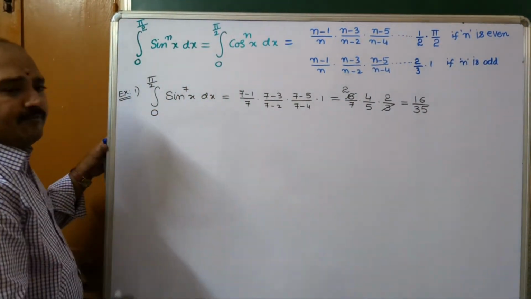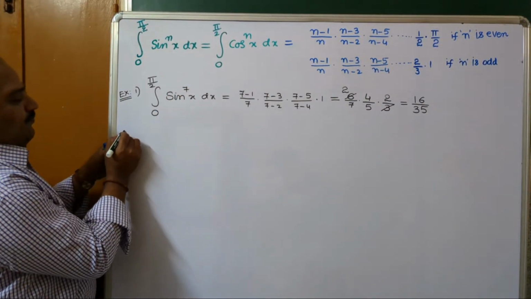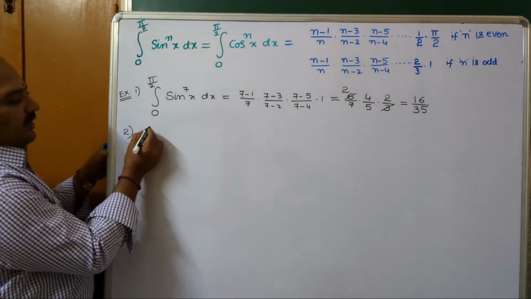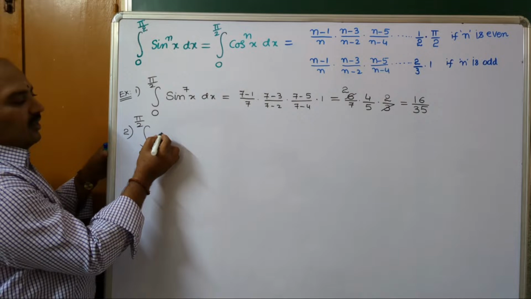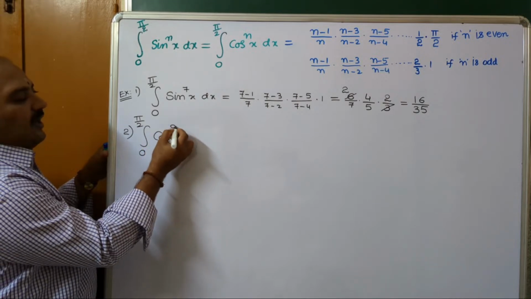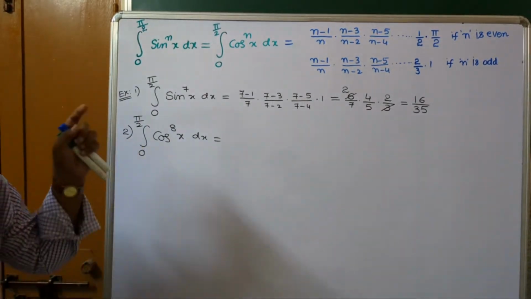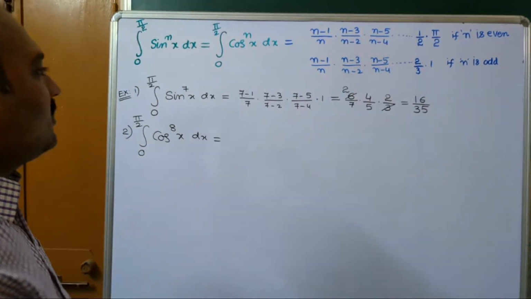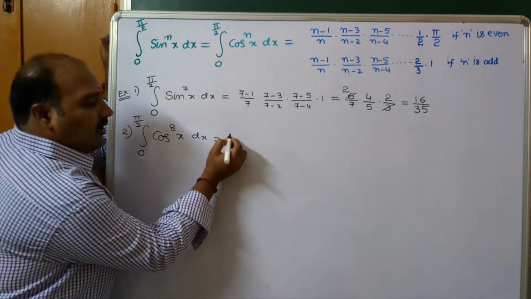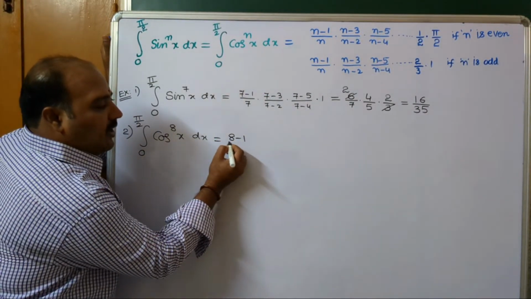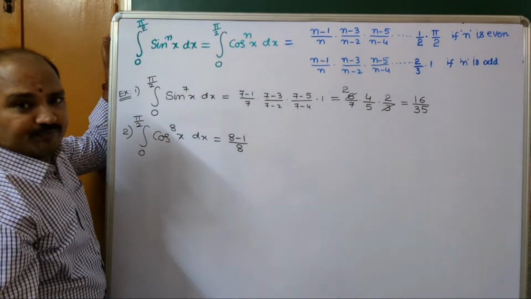Same question but in terms of even as well as cos. Question number 2, example 2: integral 0 to pi by 2 of cos power 8x into dx. So n is an even number, we know that. So according to this property, 8 minus 1 divided by 8. You write till you should get 1 by 2.